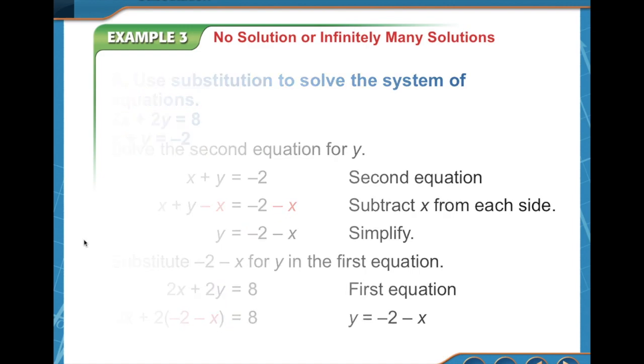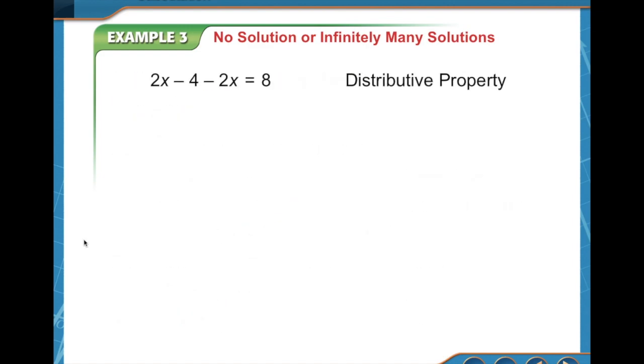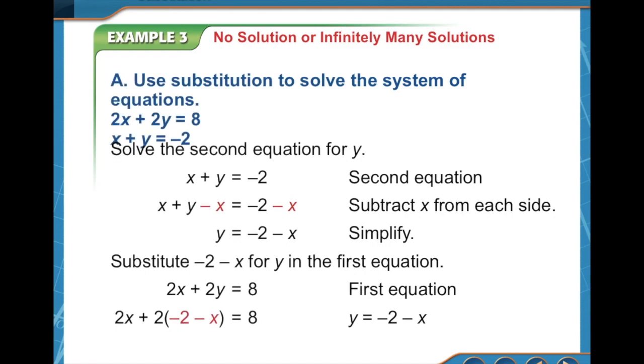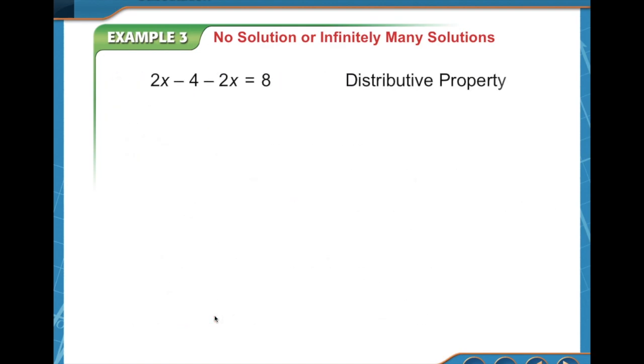Okay. So on the next slide, now we're going to distribute. So we have this expression here. Distribute the 2, you get negative 4, and here you get a negative 2x. That's how we got this. From here, now just simplify what you can. So the 2x and the negative 2x become a 0, so that they just disappear. And now we have this strange expression that says negative 4 equal to 8.